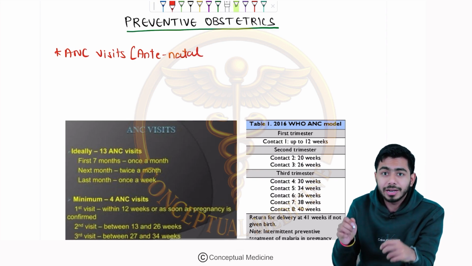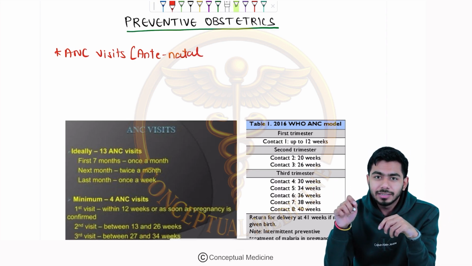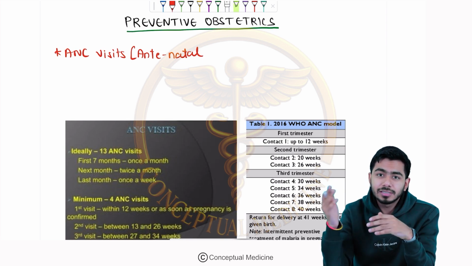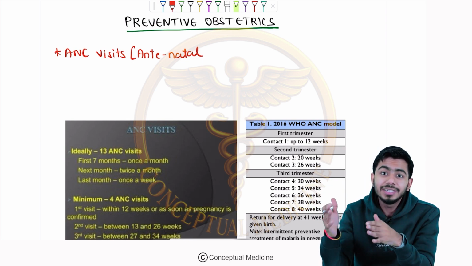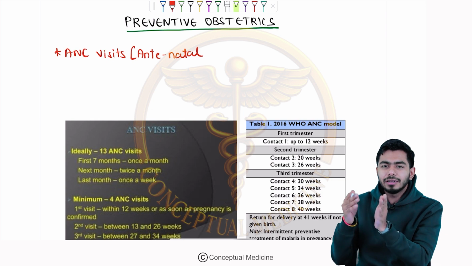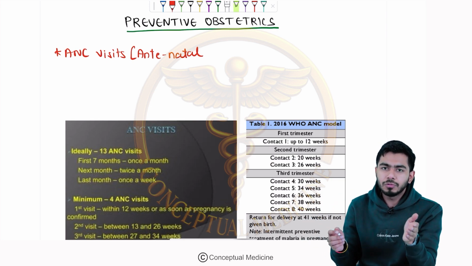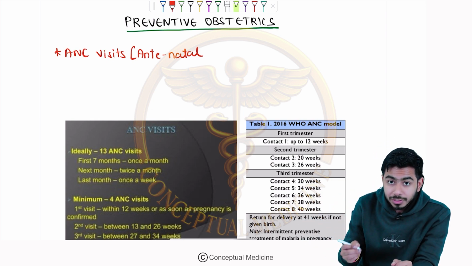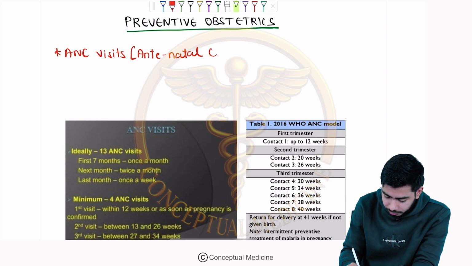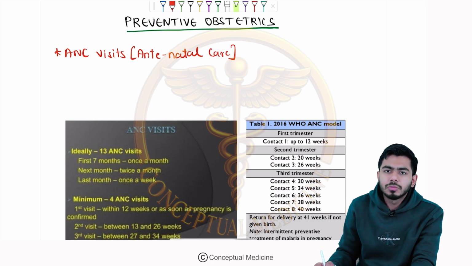Antenatal care. It is not anti, it is not ANTI, right? Anti means against, but here ANTE means before. So ante, before, natal means birth, before birth, visits. So antenatal care visits are what we are going to talk about over here.